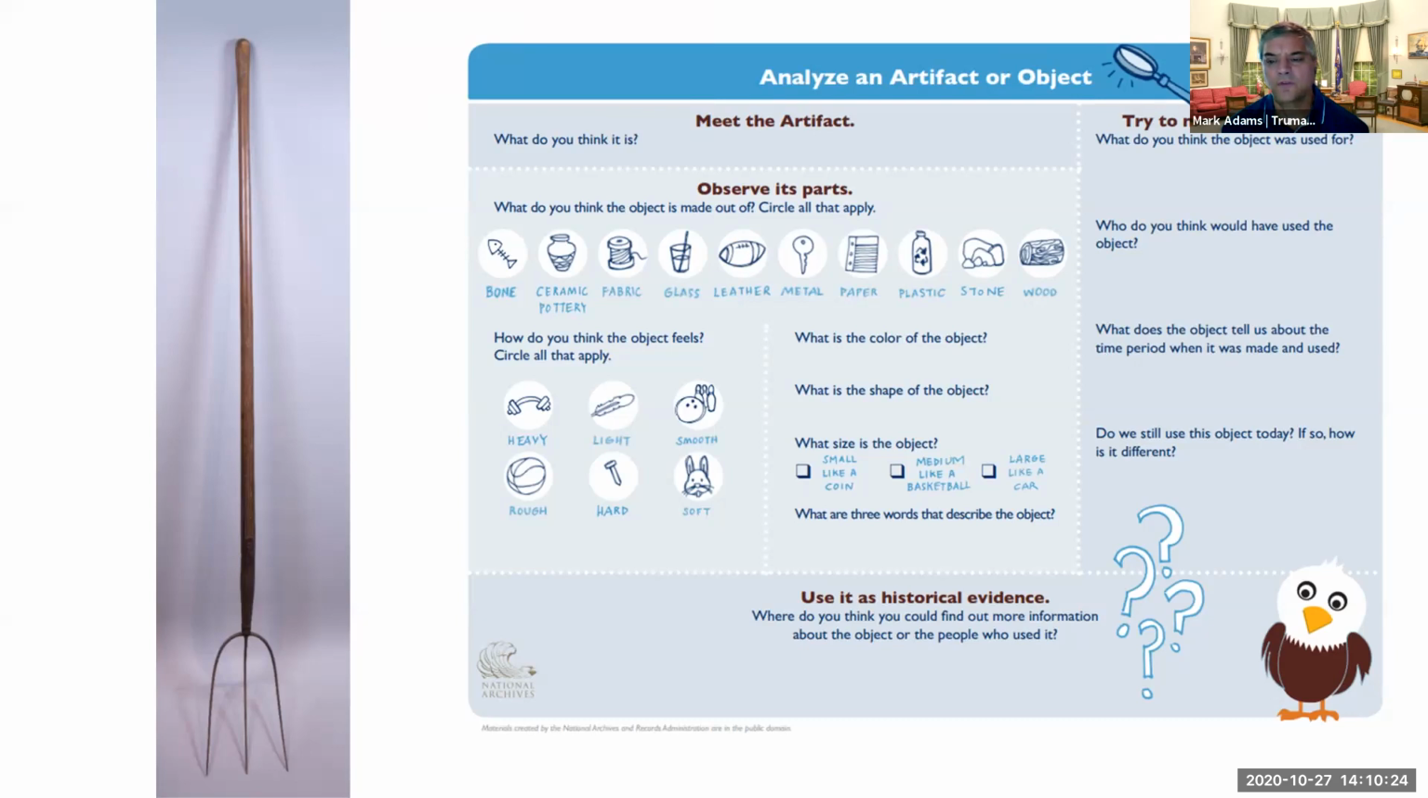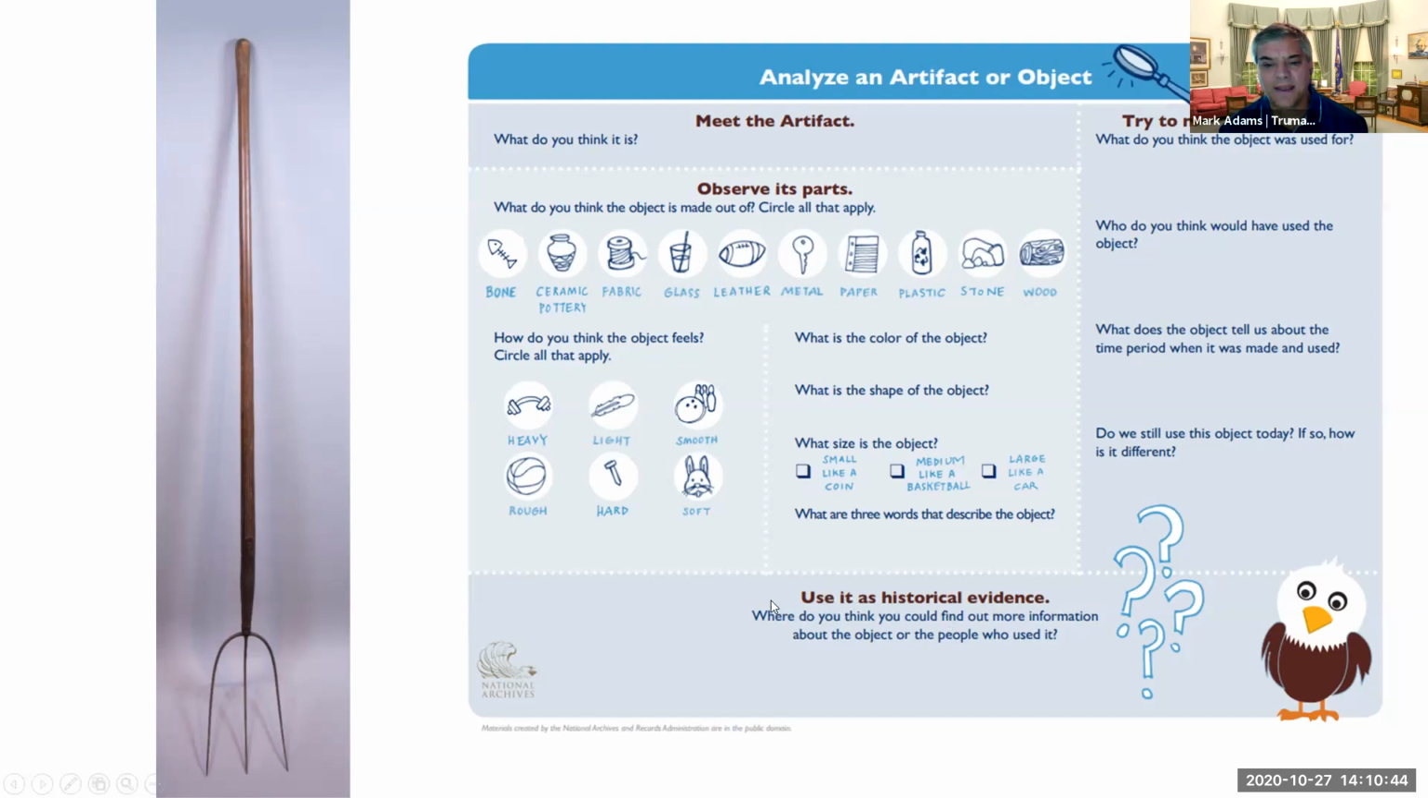And it's hard, of course, with just a photograph. You pretty much nailed what it's made out of, wood and metal. And then there's also questions on the right. And there's also questions at the bottom about where you might be able to find any more. So what do you think, who do you think would have used this?